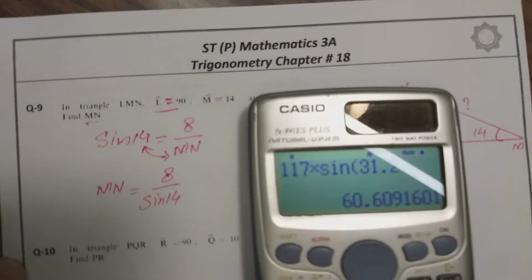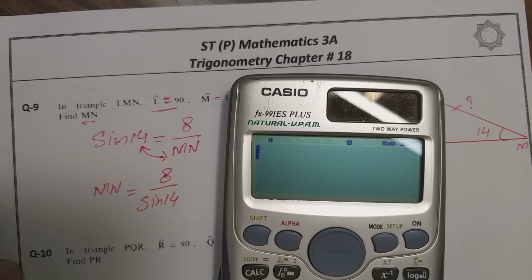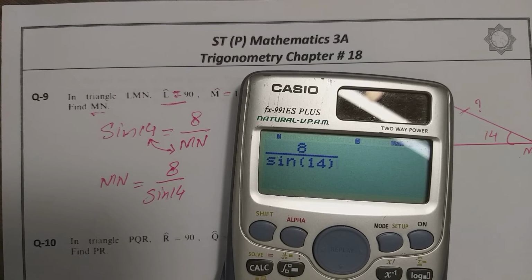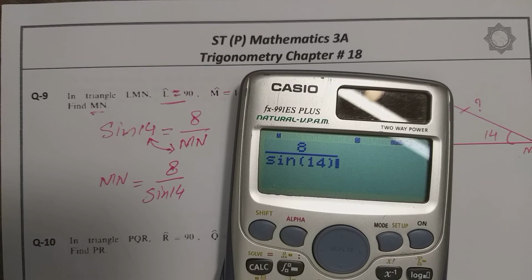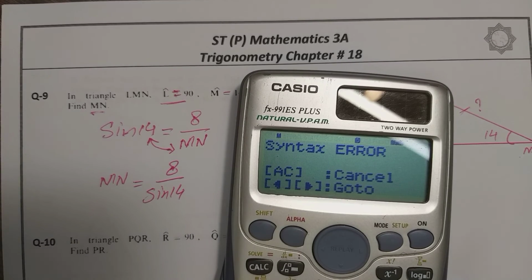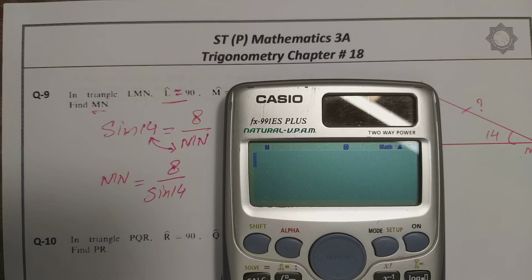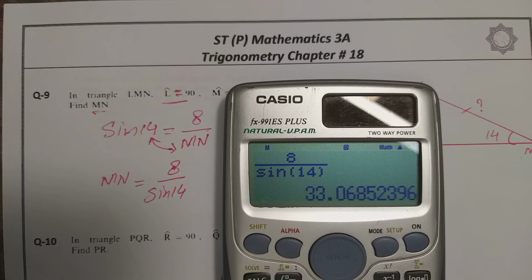So just simplify. We are given 8 divided by sine angle 14, close the bracket, because some calculators do not work without the bracket, so I always practice closing the bracket of the function whenever there is division, then you will get the answer. Otherwise you will get a syntax error, or some calculators say a math error. So don't forget to close the bracket after sine 14.